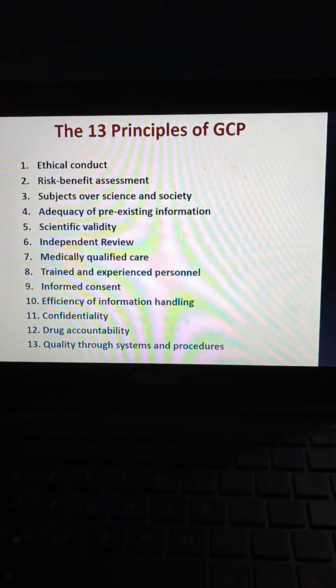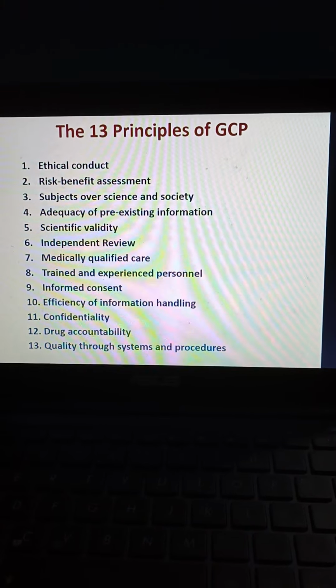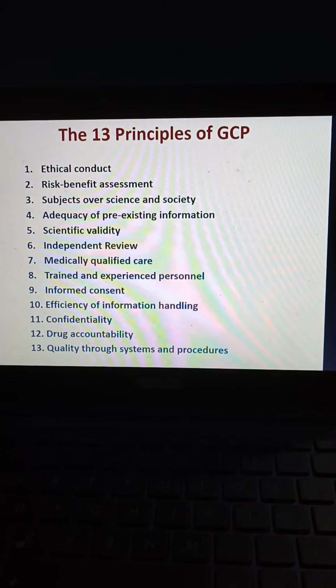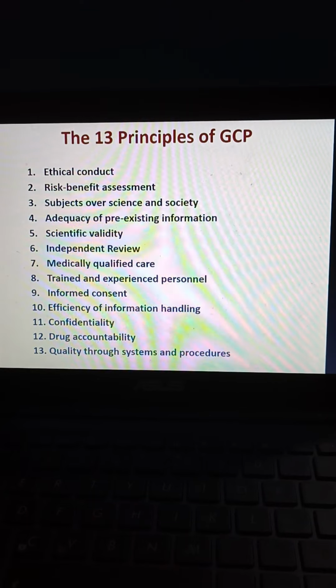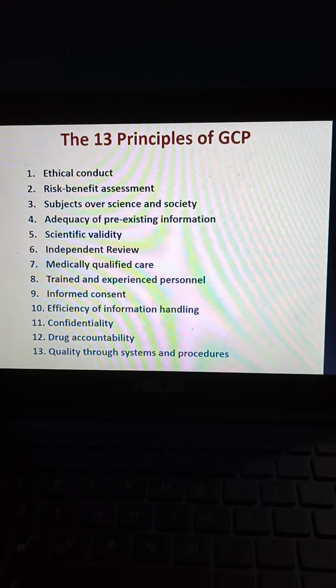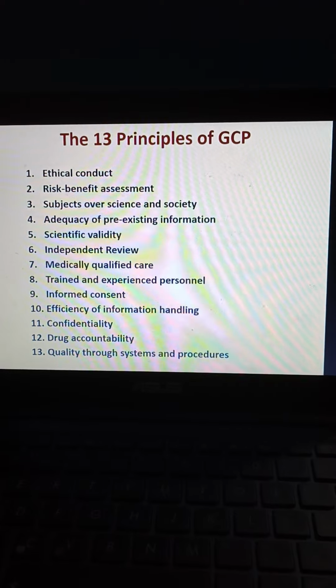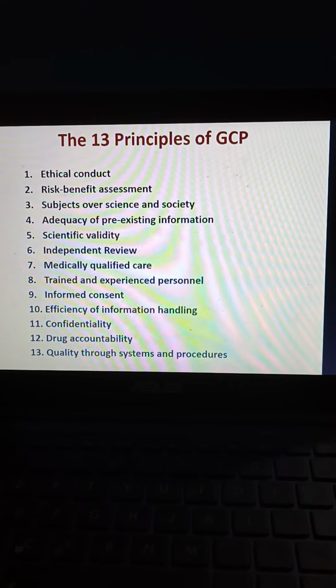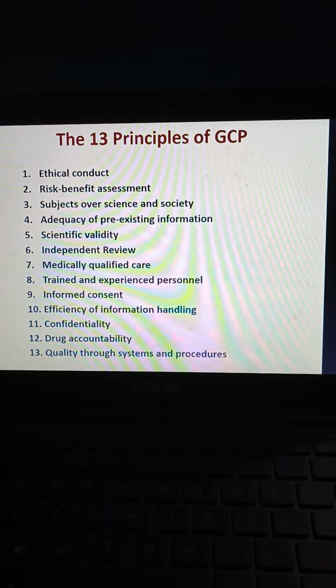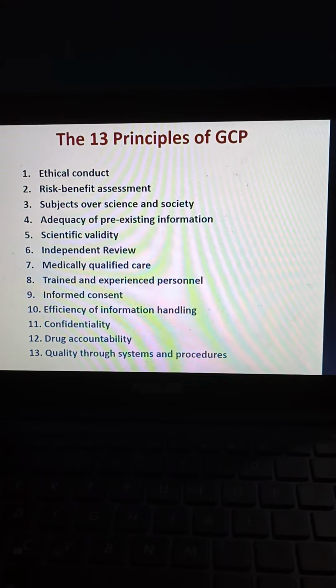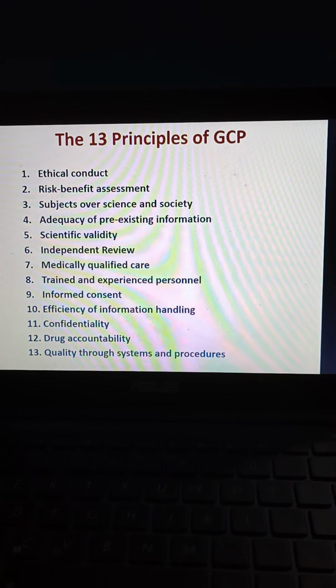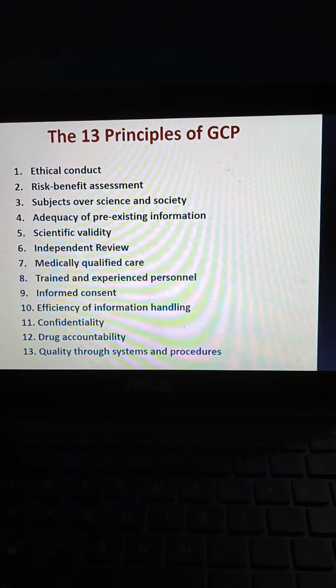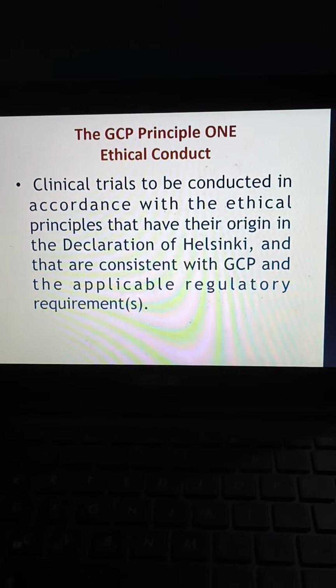Then the 13 principles of GCP: ethical conduct, risk benefit assessment, subjects over science and society, adequacy of pre-existing information, scientific validity, independent review, medically qualified care, trained and experienced personnel, informed consent, efficiency of information handling, confidentiality, drug accountability, quality through systems and procedures.